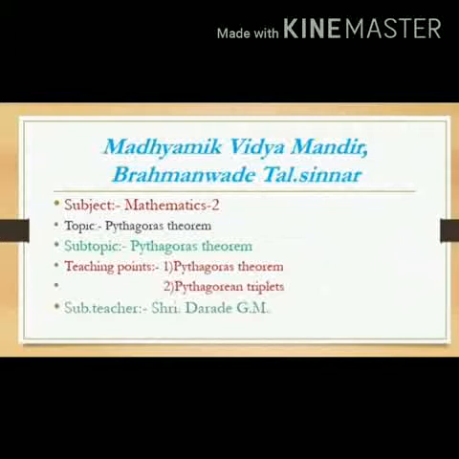Today, we are going to study the second chapter, Pythagoras Theorem from Mathematics, Part 2. In this chapter, we learn the various properties of right angle triangle. We have already learned about the right angle triangle. Now we can see right angle triangle in short.